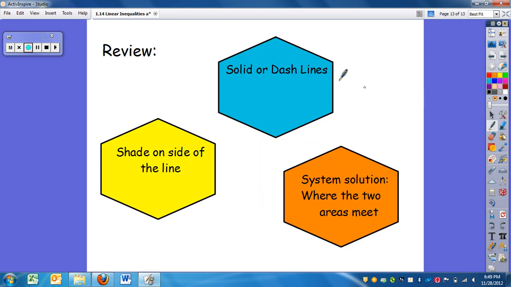Alright, so that is it for this video. Remember, you have solid or dash for less than or equal to or greater than or equal to, and dash is less than or greater than. Shade one side of the line. Remember, these are your belows. This is above, and y is here. Okay, and then the system where the two areas meet, and it is possible that you can get no solution if the two areas don't meet.